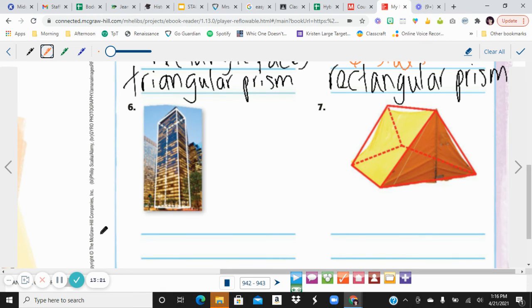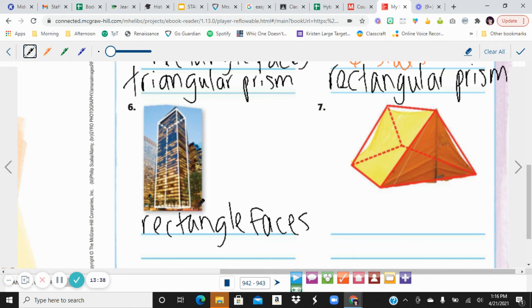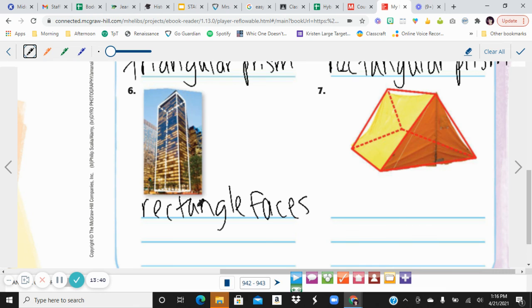Number 6, they've given you the 3-dimensional outline of this skyscraper, and I see rectangle faces only. There's no triangles on there. There's no cubes. This is a rectangular prism.